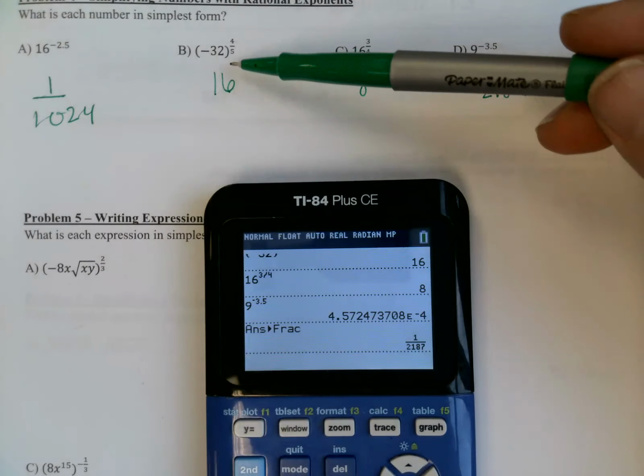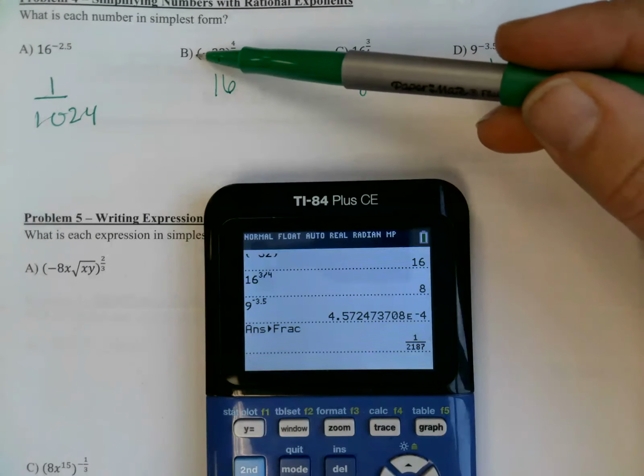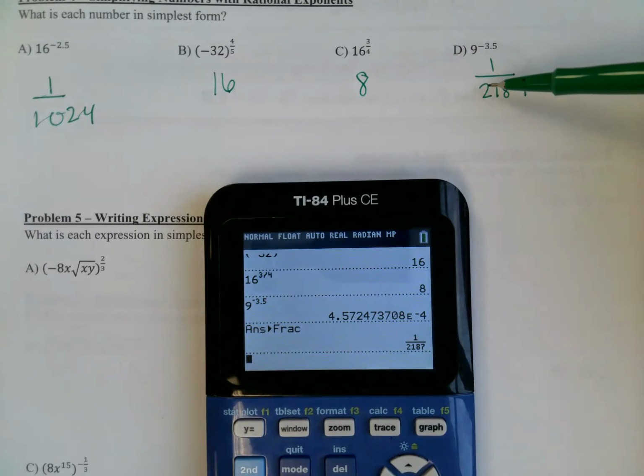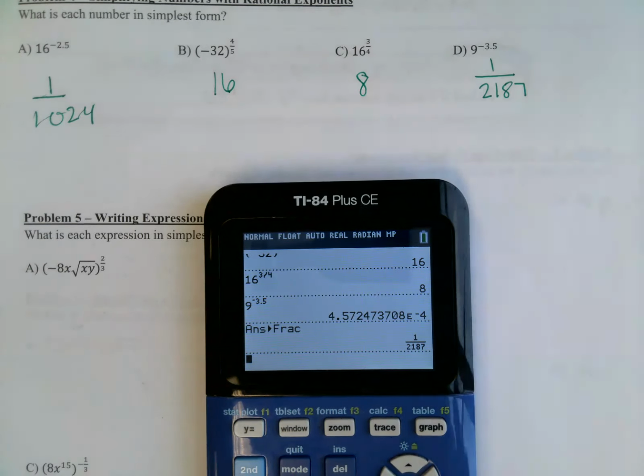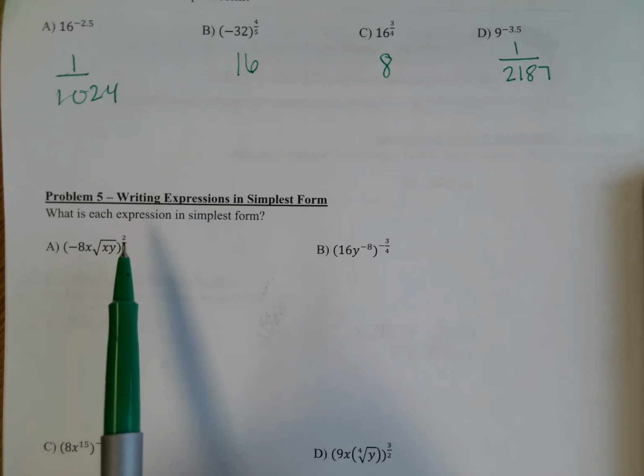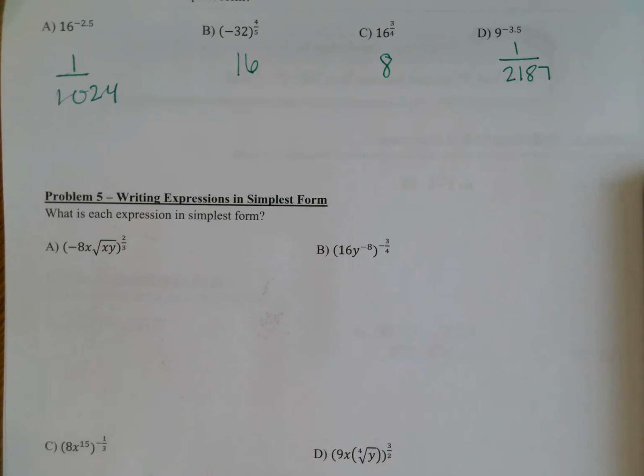You should have gotten 16. The big important thing is making sure this is in parentheses when you type in that negative. Here you should have gotten 8, and here you should have 1 over 2,187. So now, this is where it gets a little bit more confusing.